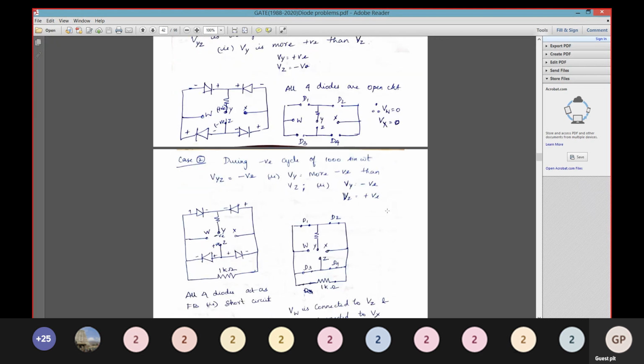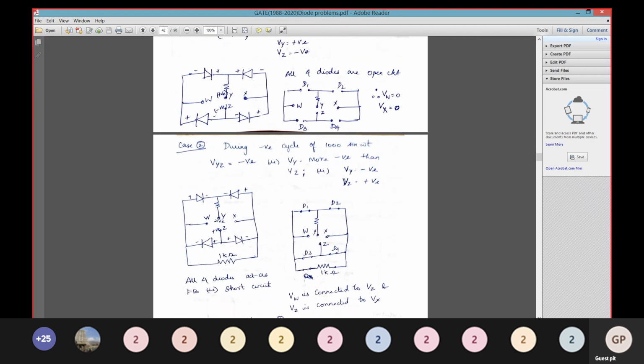Potential is 0. Now for the negative cycle. For the negative cycle, Vy is negative and Vz is positive. So the anode is positive and the cathode is negative, so it acts as a closed switch. Similarly at diodes D3 and D4, the anode is positive and the cathode is negative. So D3 and D4 are closed switches, and D1 and D2 are also closed switches. So all four are closed switches.